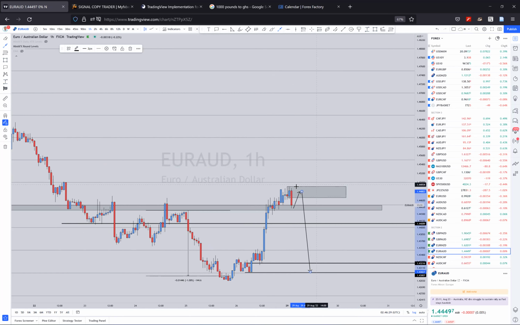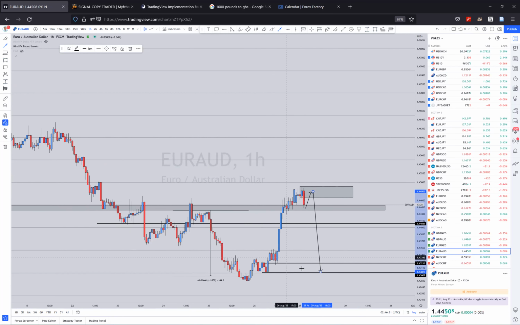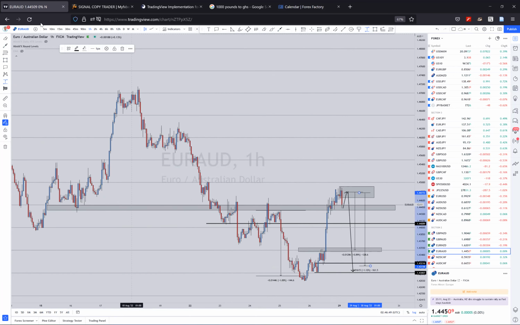So depending on how price reacts to this zone, I'll be looking to short this. I might not go way lower like that. I might take profit around this level here, and that would be a potential of 130 pips. But if we go lower to this level, that's 160 pips. Then from there, we would look to buy again.